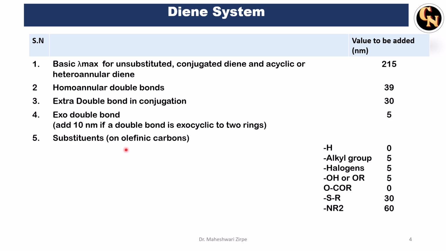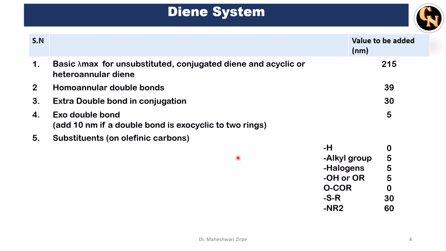Then substituted olefinic carbons, like you are having all these substituents on the olefinic carbons. Hydrogen, no value we will add, but alkyl groups if they are there, then we are going to add 5. Halogen, if it is there, we are going to add 5 nanometers. OH group, OR group, again 5. Then ester group, we are going to add 0. SR group, we are going to add 30. NR2 group, we are going to add 60, and so on. So this is a base table.